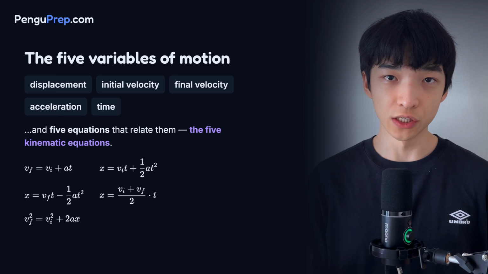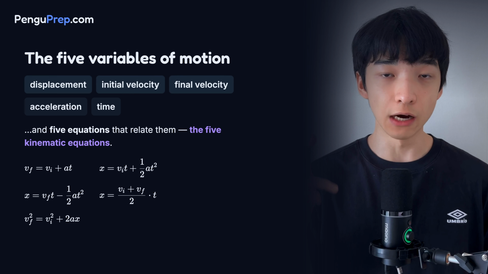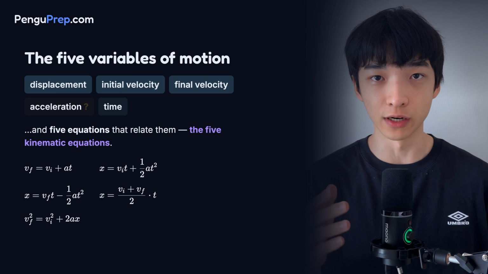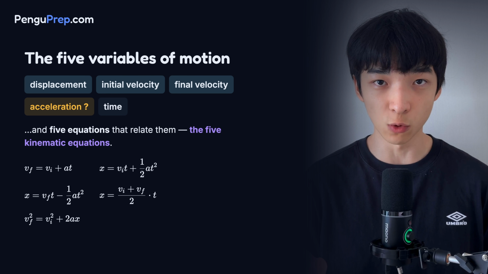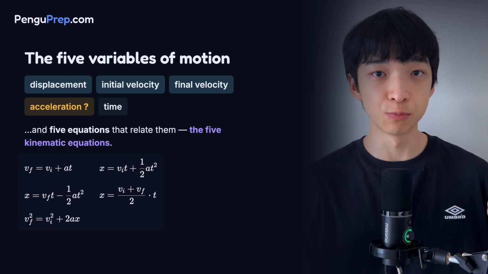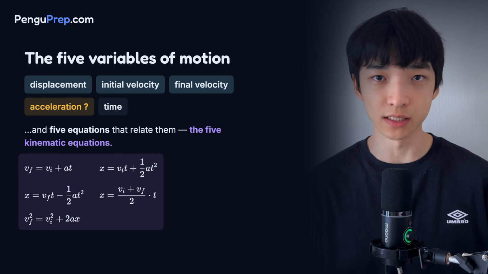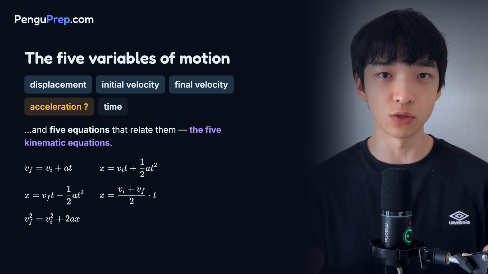The reason why these equations are so important is because if you know 3 of the 5 variables, you can always find an unknown variable by using one of these equations. In this video, you'll learn how to prove these equations and apply them to problems. And although it's unfortunate, you'll eventually need to memorize all of them.